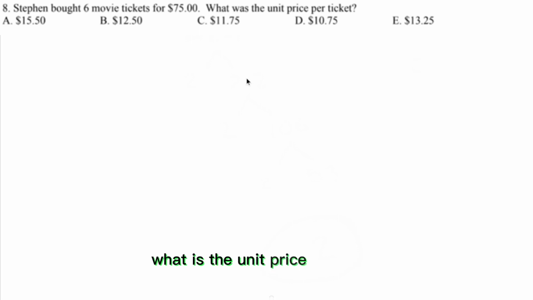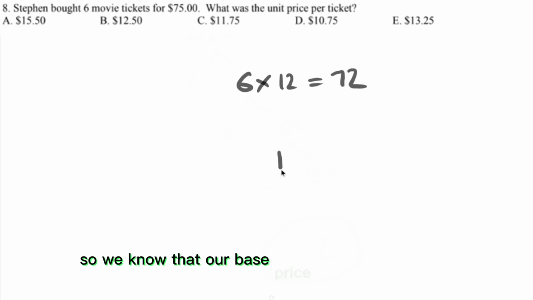What is the unit price per ticket? So you could do this by dividing 75 by 6, but the much easier way is knowing your multiples of 6. So we know that 6 times 12 equals 72. So we know that our base price is going to be 12.